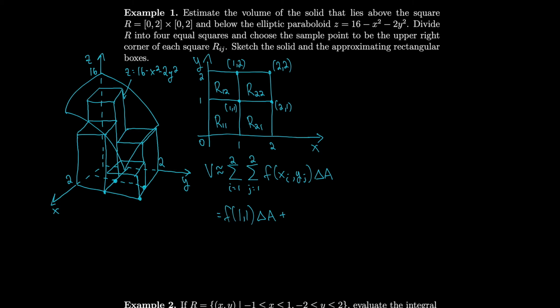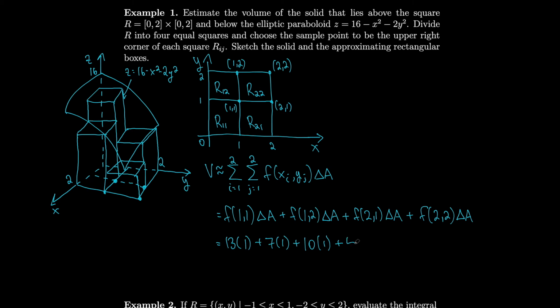Okay, so my next sample point was at f of 1, 2, and I multiplied that by delta A, and then I multiply f of 2, 1 by delta A, and f of 2, 2 by delta A. So I get 13 times 1 plus 7 times 1. See, all I'm doing is I'm taking 1, 1 and plugging it into my function, and then I take 1, 2 and plug it into my function to get the height, and so on. So next I have 10 times 1 plus 4 times 1. So an approximation for my volume is 34.